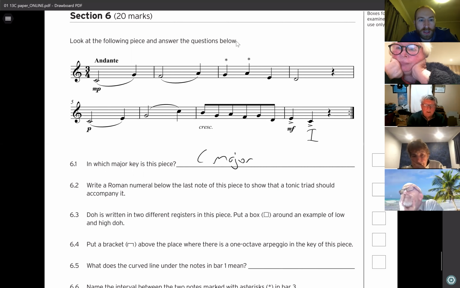Yep. Do is written in 2 different registers in this piece. Put a box around an example of low do and high do. Oh, well, the first one's a C. First do.